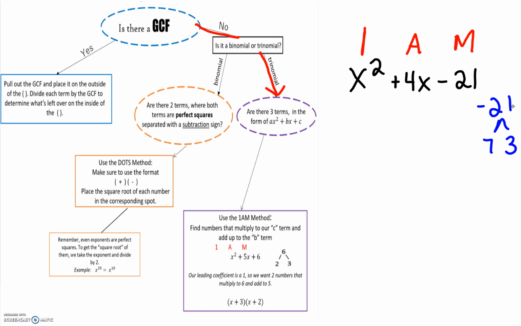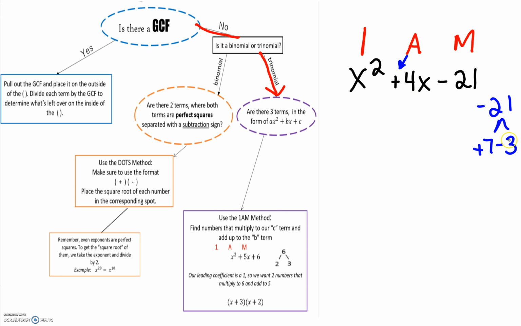And now we have to figure out the signs. So 7 times 3 is 21. We need one to be a positive and one to be a negative since it has to multiply to a negative. Since our middle term, or our B term, is positive, the bigger number should get the positive sign and the smaller number will get the negative sign. Because when you add a positive 7 and a negative 3, we get a positive 4.